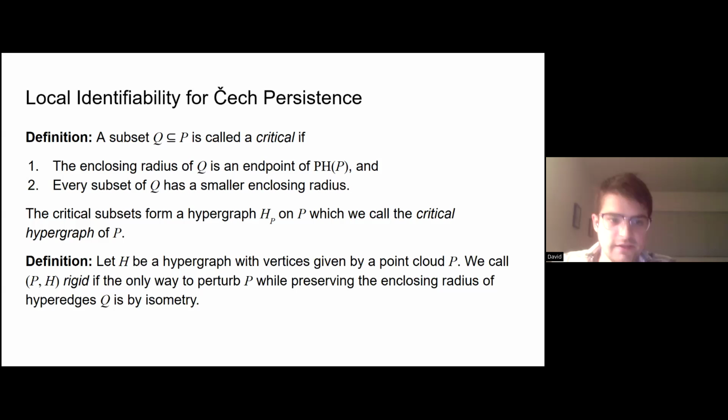And so then we made up a new rigidity theory for these hypergraphs. This isn't something that had been considered before. It appeared to be new. So, we let H be a hypergraph with vertices given by a point cloud P, and we call P equipped with H rigid if the only ways to perturb P while preserving the enclosing radius of hyperedges of H is by isometry.